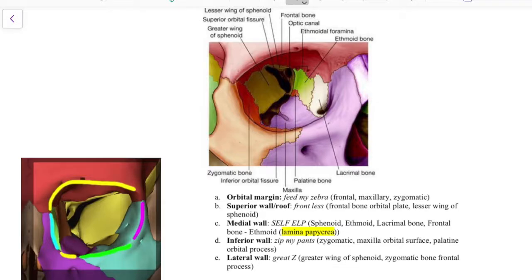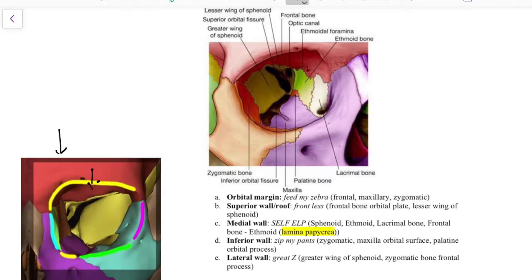Next, we can talk about all the bones that make up the orbit. So once again, there are 7 bones of the orbit: frontal, maxillary, zygomatic, sphenoid, ethmoid, lacrimal, and palatine bone. First, as we can see on the left right here, we have the orbital margin indicated in different lines. So the yellow line on the top is the superior margin, made up of the frontal bone.